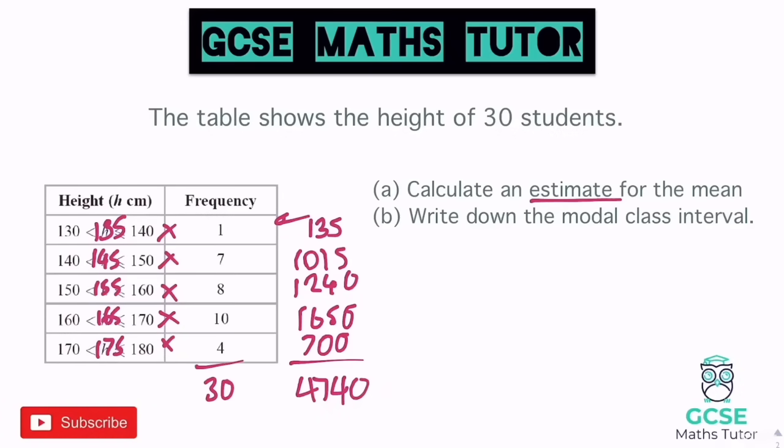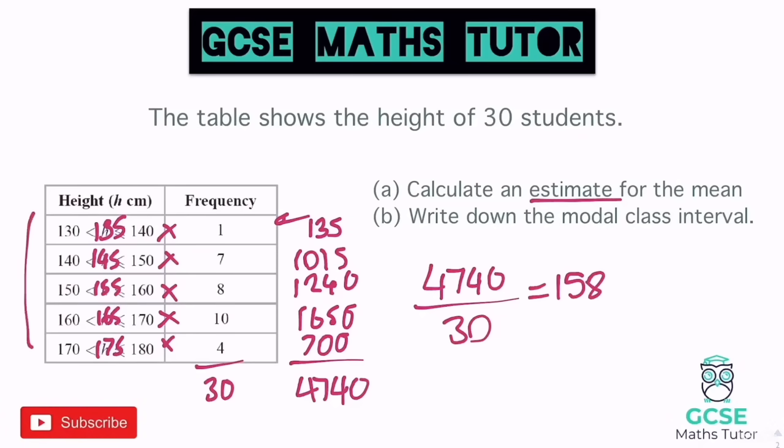So finishing the sum exactly the same as before, 4,740 divided by 30 will give us an estimate here for the mean, because again we have just guessed what their heights are using those midpoints, which gives us 158. And again, that answer there has to fall in between this range here, which starts at 130 there and ends down here at 180. So it has to fall in between, so 158 centimetres.